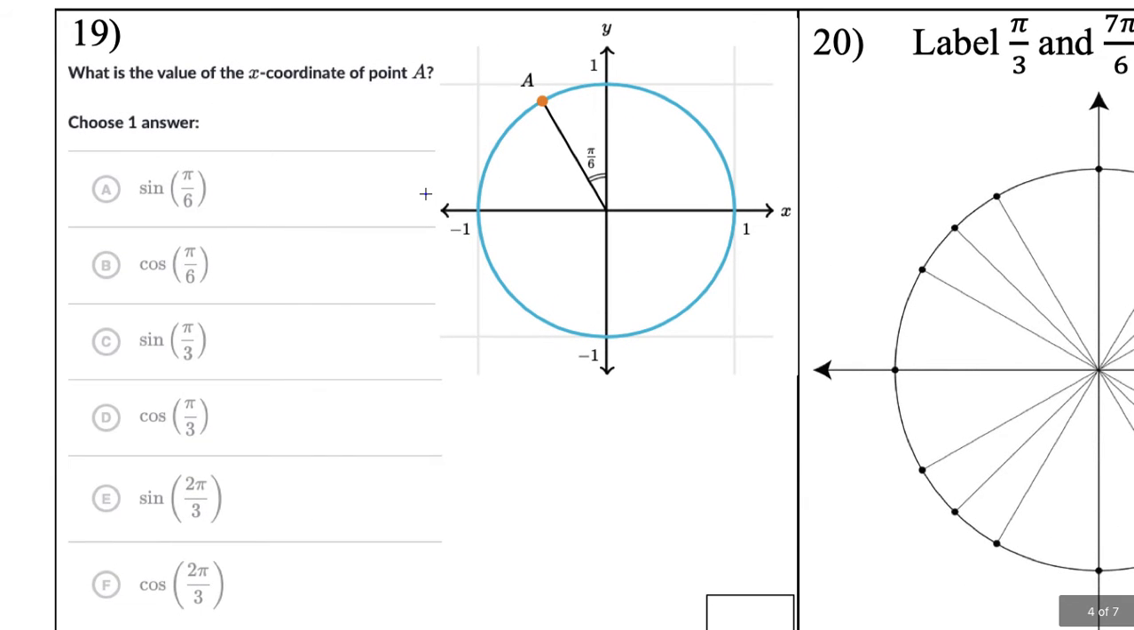What is the value of the x coordinate of point A? So is the x coordinate sine or cosine? X coordinate is cosine. And it's not pi over 6 because I'm talking about this whole angle. You always start your angle over here on the 0 for the x-axis, or the 0 for the real, whatever you want to call this thing.